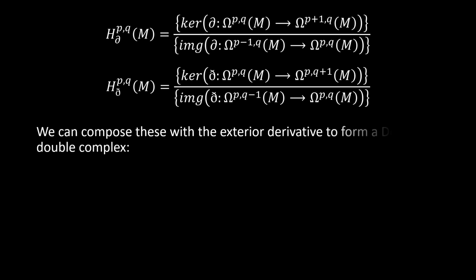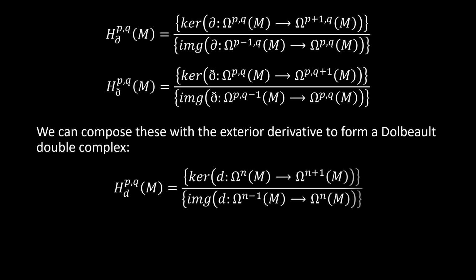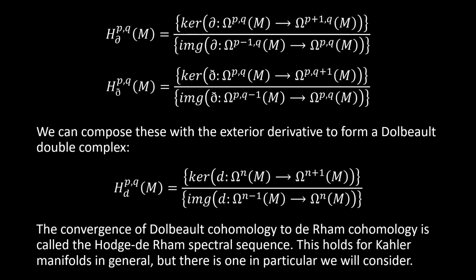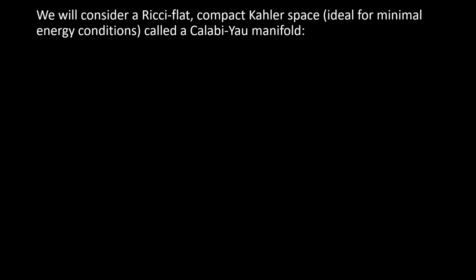We can compose these with the exterior derivative to form a Dolbeault double complex. The convergence of Dolbeault cohomology to de Rham cohomology is called the Hodge-de Rham spectral sequence. This holds for Kähler manifolds in general, but there is one in particular we will consider. We will consider a Ricci-flat, compact Kähler space, ideal for minimal energy conditions, called a Calabi-Yau manifold.